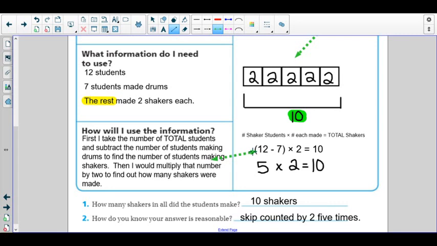It's the same thing as this right here. Take the total number of students, that's 12. Subtract the number of students making the drums, that's 7, to find the number of students making the shakers, that was 5. Then I multiply that number by 2 to find out how many shakers were made. That is a huge jump that I'm wanting you to try to get, and I know we can get there. Get ready for the next example here in just a bit.